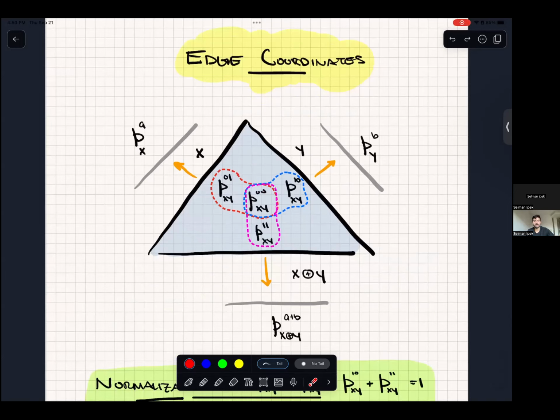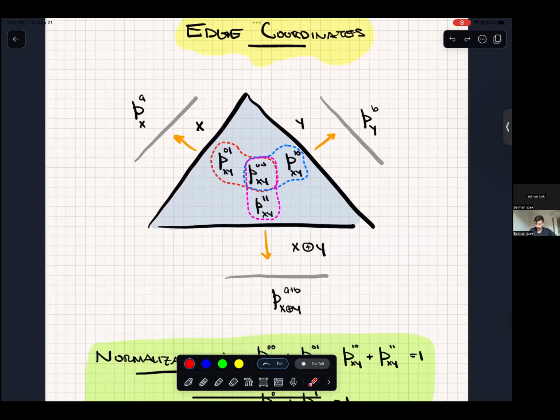Last time we talked about contextuality using triangles. Today I want to talk about edge coordinates, which are a mathematical tool that we can use to represent distributions on triangles. The basic idea is that when I have a distribution, I have a collection of numbers inside of this triangle, and I want these to be normalized.